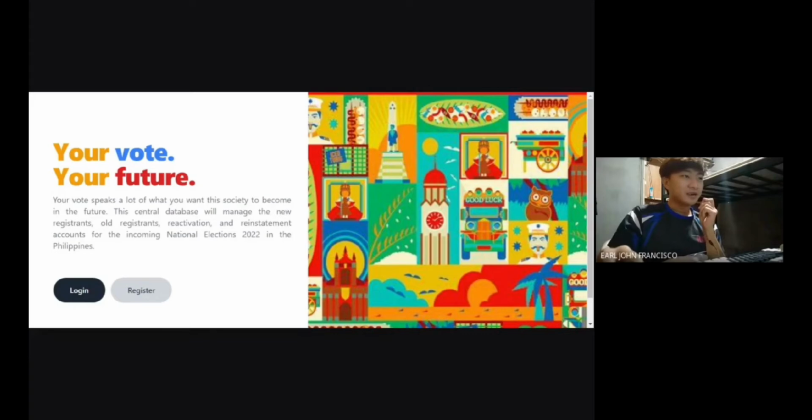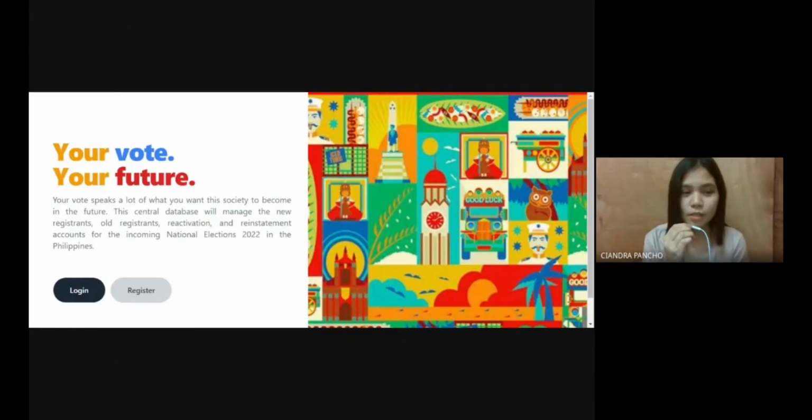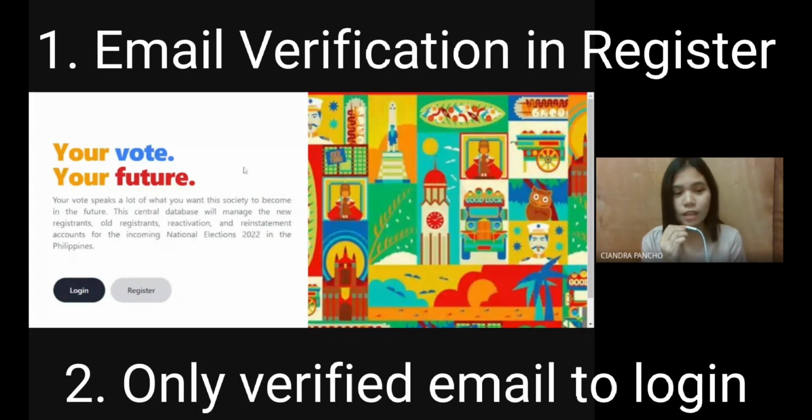We added security features based on the four protection mechanisms, namely deterrence, prevention, detection, and response. This is our system. As you can see, we have the login button and register button. First, we are going to register.